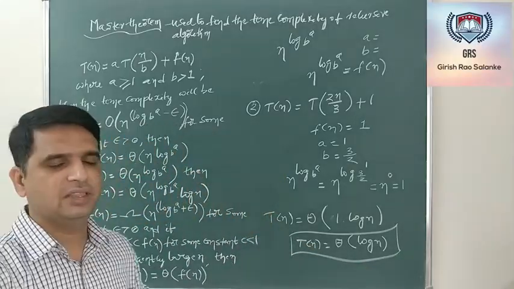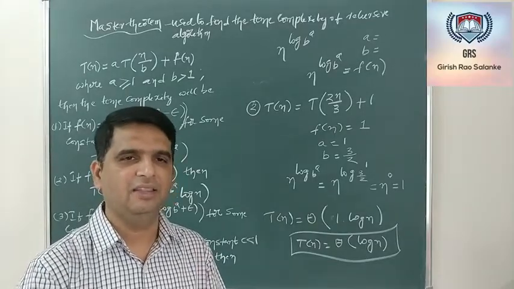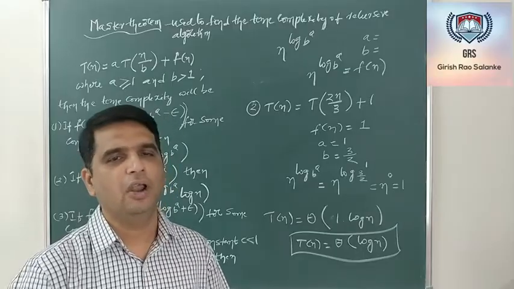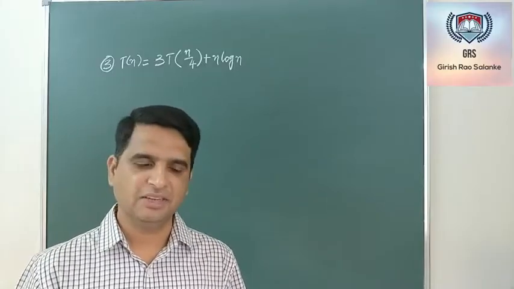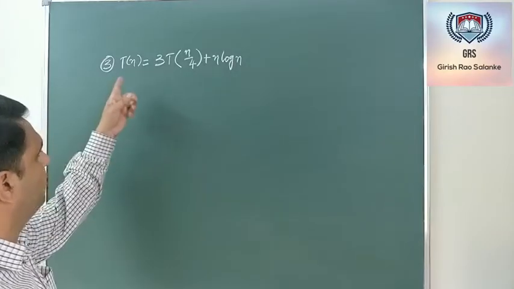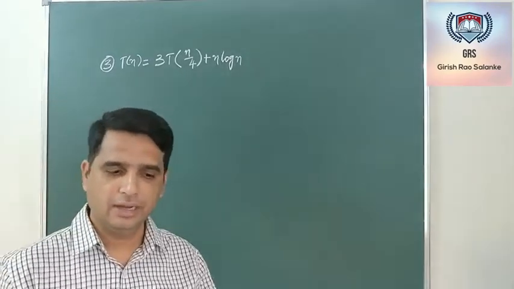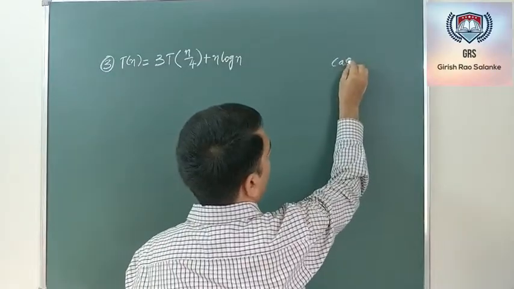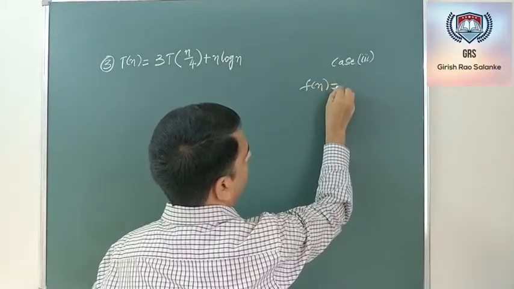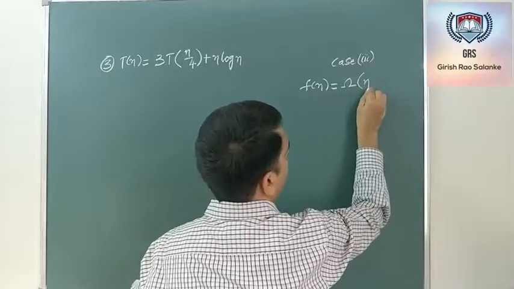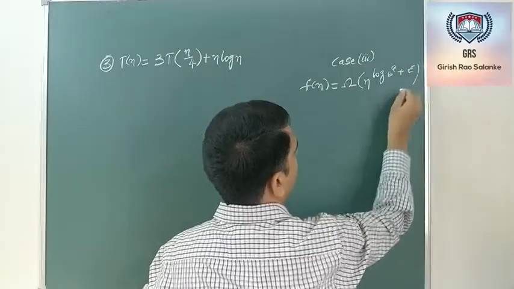Please note that in the master theorem, we can apply the second case if f of n is asymptotically similar, has the same rate as that of n to the power of log a to base b. To go through the third case of the master theorem method, I have taken the recurrence as t of n is equal to 3t of n by 4 plus n log n. Now if you observe, case 3 of the master theorem states that if f of n is equal to big omega of n to the power of log a to base b plus epsilon, this condition should be true.